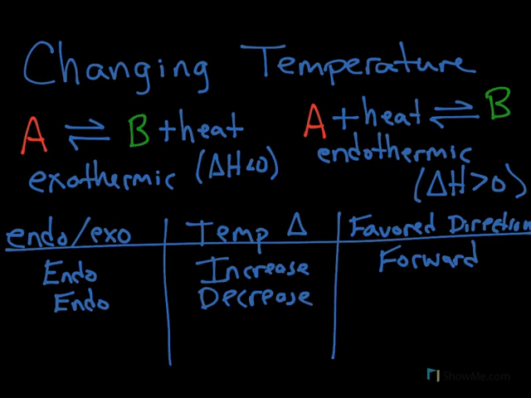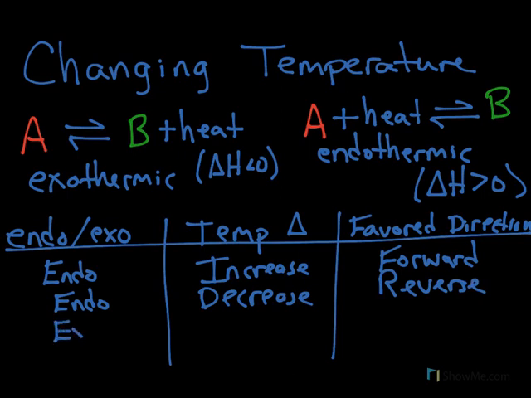Well, now that's like removing a substance. This heat is still being treated as a reactant, but now I'm removing it. That's going to cause the reaction to progress backwards to offset that removal of heat. So decreasing the temperature of an endothermic process will favor the reverse reaction.